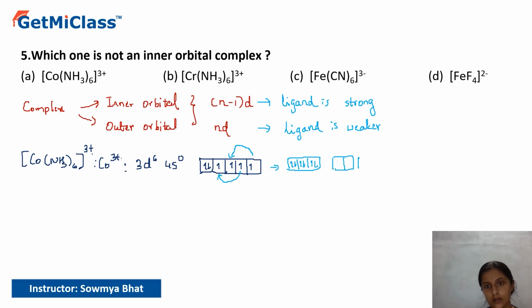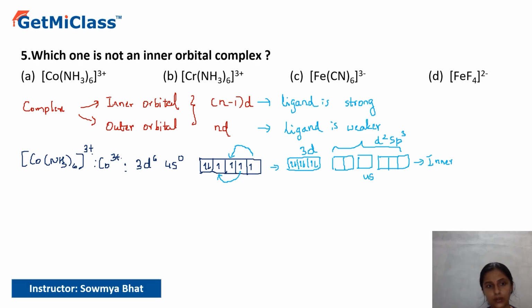Since there are 6 ligands, each ligand is going to give 1 pair of electrons for the bond formation. So the hybridization involved here is d2sp3, and inner d orbitals are used. So this is 3d and this is 4s. So inner d orbitals are used. This is called an inner orbital complex.